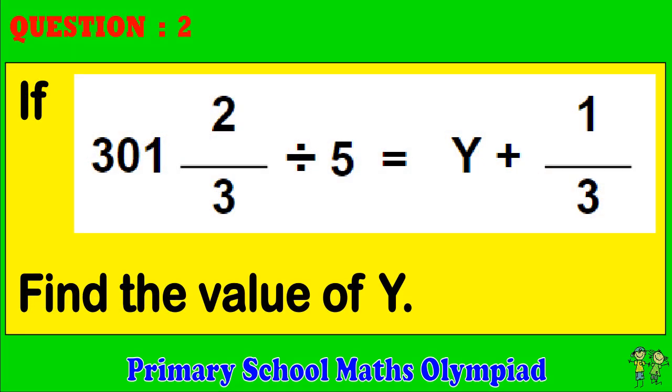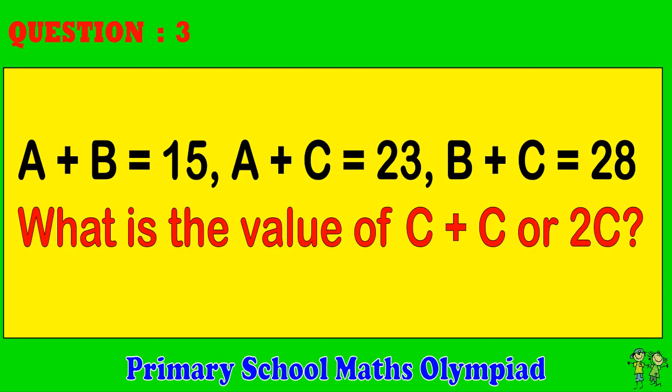Question 2. If the equation of 301 and 2 over 3 divided by 5 is equal to y plus 1 over 3, find the value of y. Question 3. Given that a plus b equals 15, a plus c equals 23, b plus c equals 28, what is the value of c plus c, or 2c?